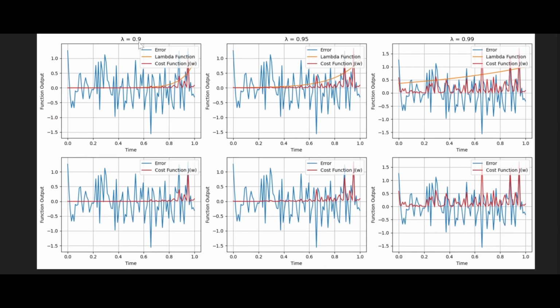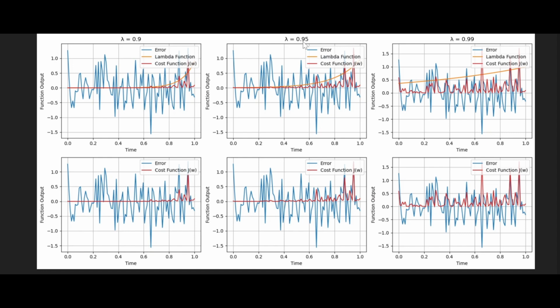So there are 3 lambdas, 0.9, 0.95 and 0.99. The lower the value of lambda, as you can see here, a large amount of past values are disregarded. So you see this red line, which is the cost function. From this point onwards, almost from the start, all the error values have been forgotten, and only the present value has been given the most weightage. And that has happened because lambda has a very small value, 0.9.